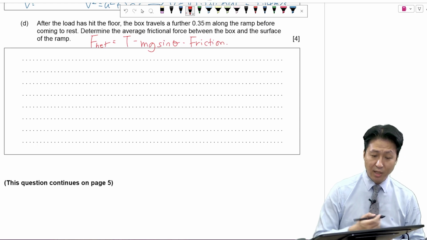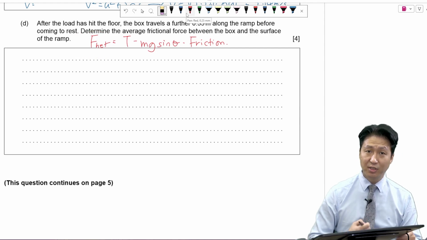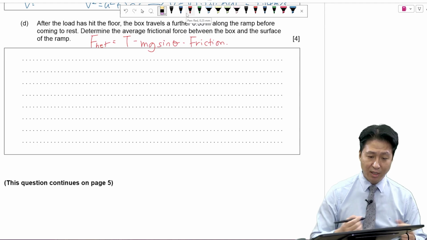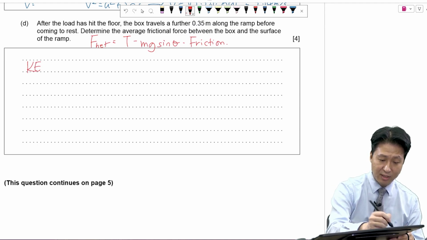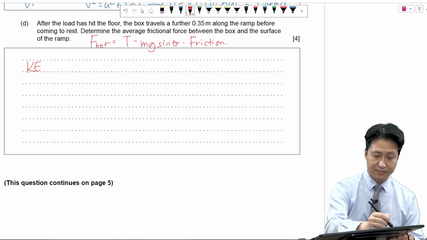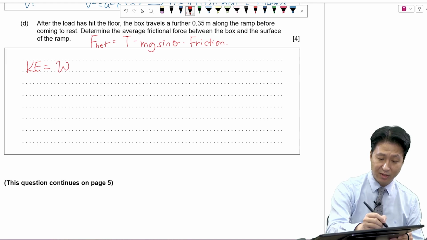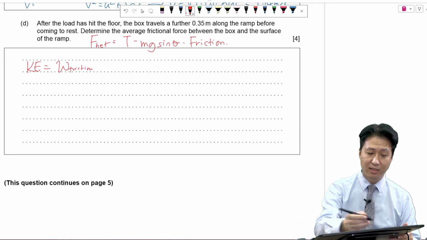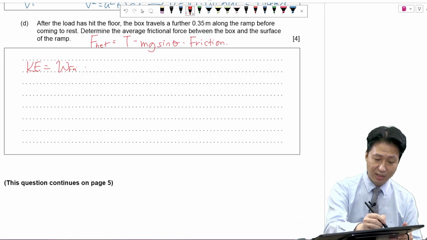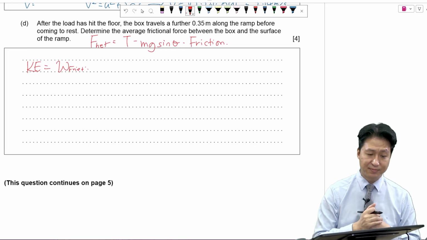Now, how do you find the net force then? Well, there's two ways to find this. First, we can use energy considerations. So we can use the fact that the kinetic energy of the object as it hits the ground will be equal to the work done by friction, since the friction has to remove all that energy. The work done by the net force has to remove all the energy from the kinetic energy.